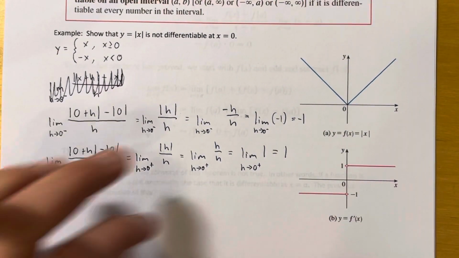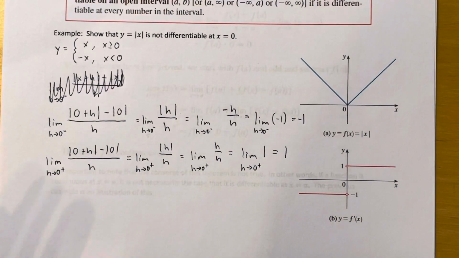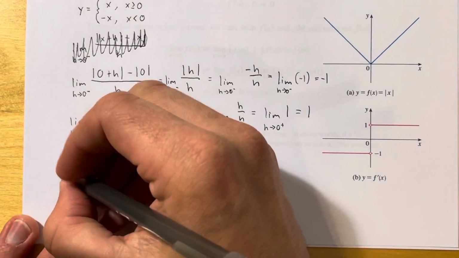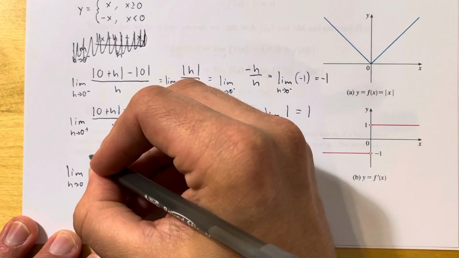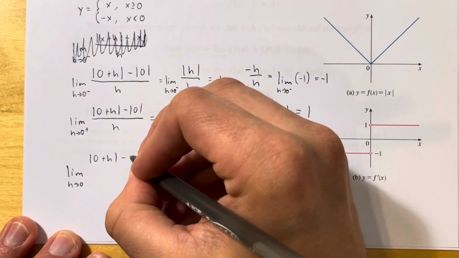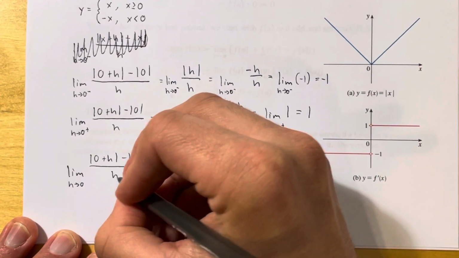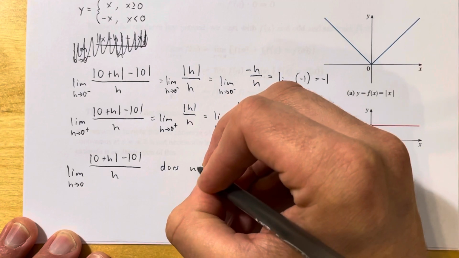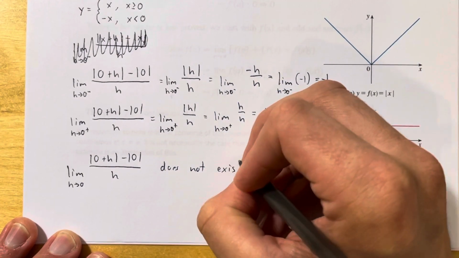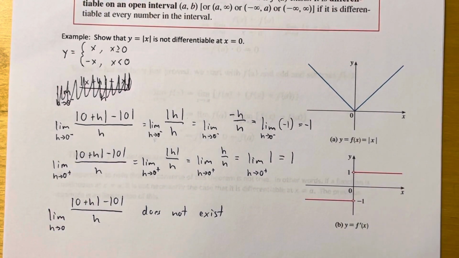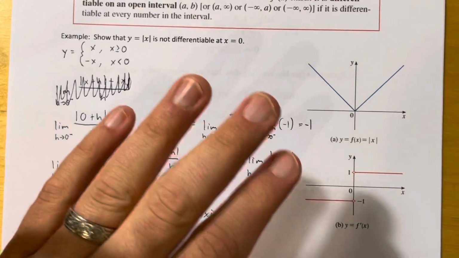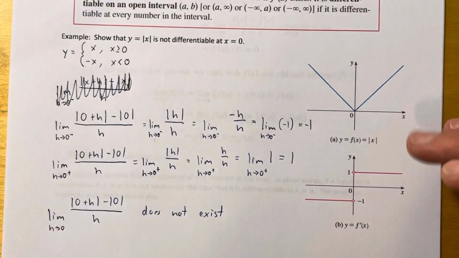My left and right-hand limits do not agree. So that would mean that the limit as h approaches 0 from both sides of the absolute value of 0 plus h minus the absolute value of 0, over h, does not exist. Which means that my function, y equals the absolute value of x, is not differentiable at 0 because no derivative exists there. Now, if we just focus on the graph, we can make sense of this.